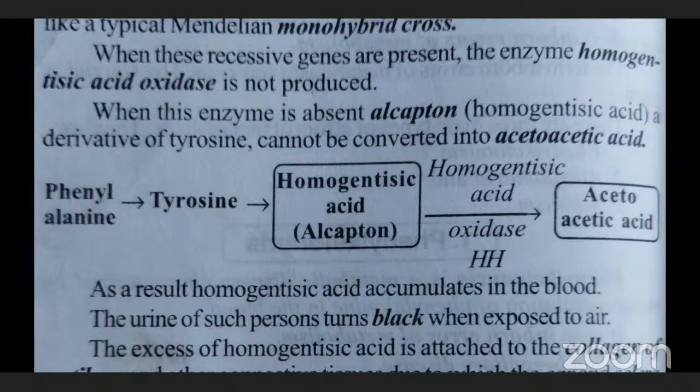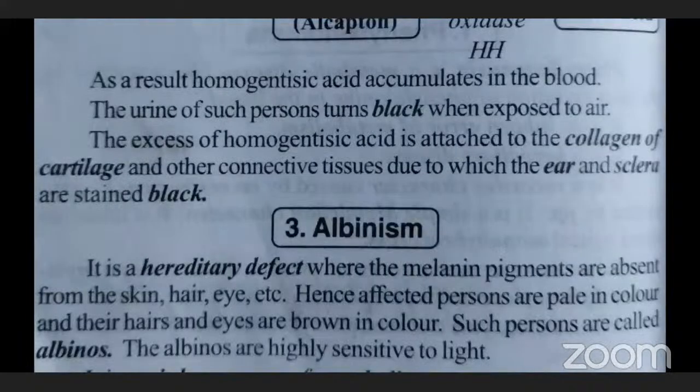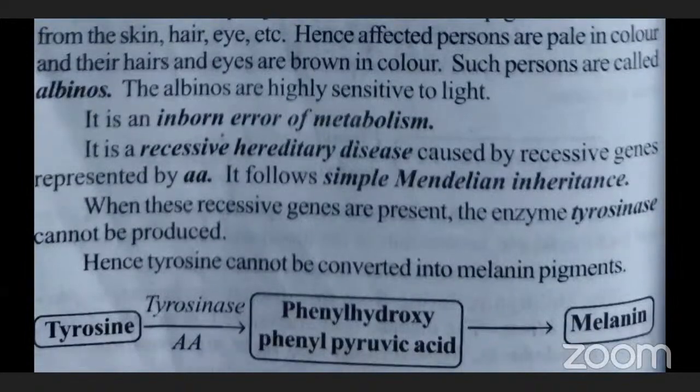So those are the important things of alkaptonuria. The next one is the last one, albinism. Albinism is also a hereditary disease, where the melanin pigments are absent from the skin, hair, eye, etc. Hence, the affected persons are pale in color. The eyes are brown in color.